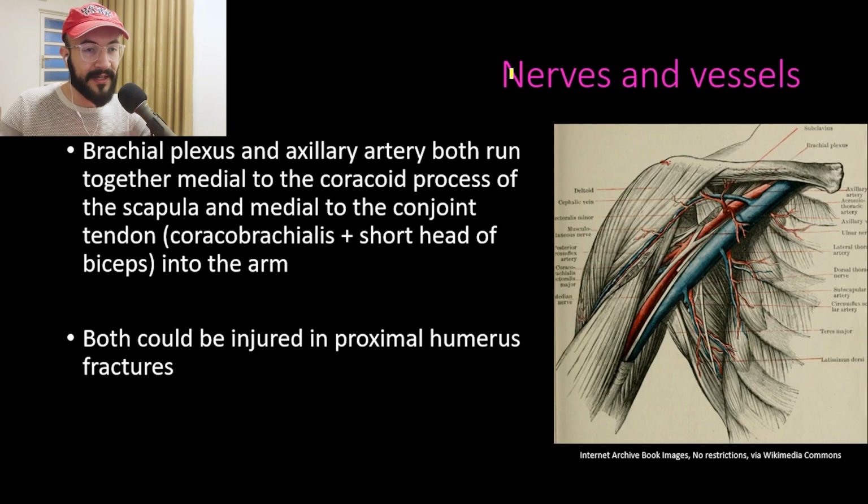Now there are nerves and vessels passing near the proximal humerus. So we have the brachial plexus and the axillary artery both run together medial to the coracoid process of the scapula and medial to the conjoint tendon, which is the coracobrachialis and the short head of the biceps, and into the arm. And both of these structures could be injured in proximal humerus fractures. And you can see them here in this picture. So here we have the axillary artery and beside it the brachial plexus.